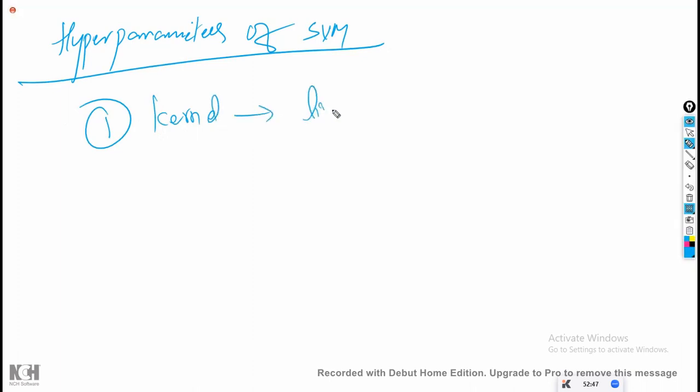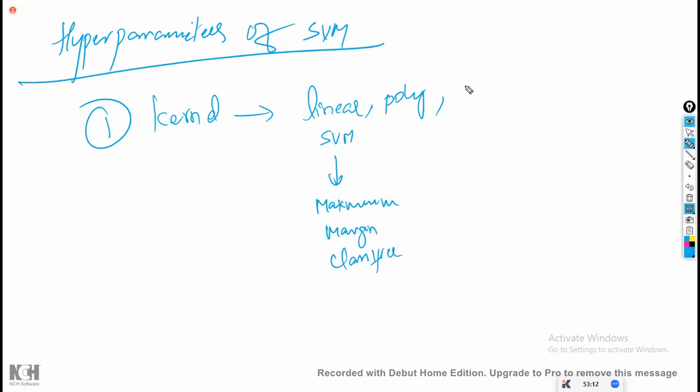First one is linear. If you apply a linear kernel, it is called linear SVM. Linear SVM is also called a maximum margin classifier. Second one is called poly, meaning you are increasing to a higher degree. Third one is called sigmoid. Sigmoid kernel: by using the sigmoid curve, you are going to separate the data points.